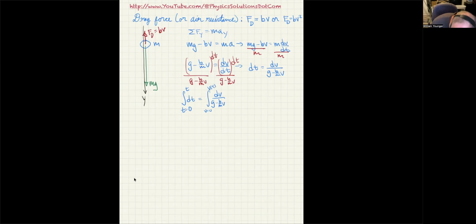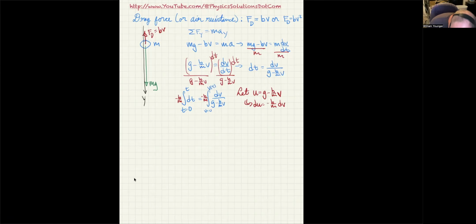To do this, I'm going to say let u equal g minus b over m times v, therefore du is negative b over m dv. So if I have a negative b over m in front of the dv, then I have the equivalent of du. So what I'm going to do is multiply both sides of the equation by negative b over m.